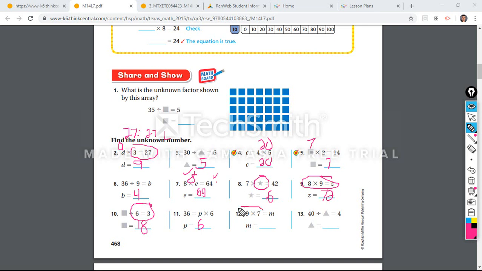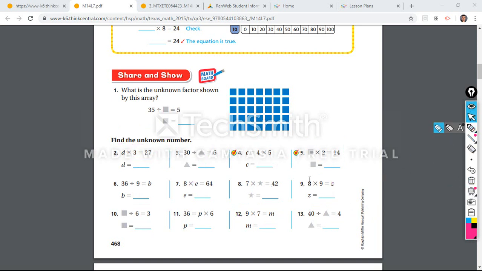This one's easy. 9 times 7. What is 9 times 7? 63. That's easy. 40 divided by what equals 4? What's the relationship between these two numbers? Yes. Triangle. Hala. Good. That's what you got. So these are easy. So again, finding the unknown numbers, and notice how we use our multiplication rules, division rules.